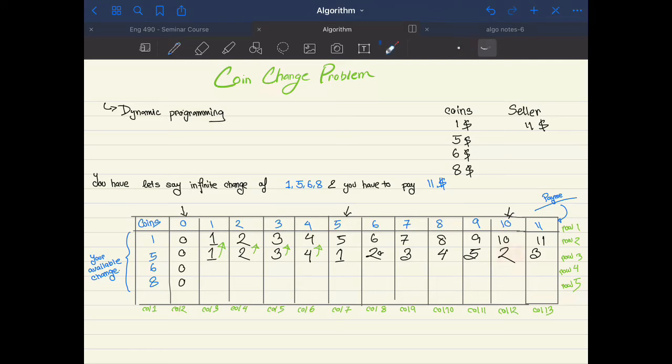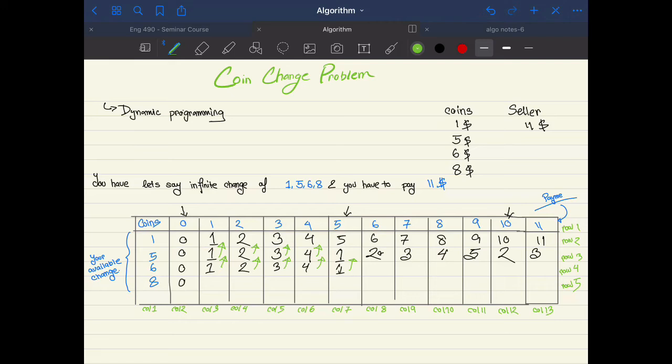So for the next row, row 4, we have $1 coin, $5 coin, and $6 coin, right? So similarly we would be putting 1, 2, 3, 4, and 5, because we cannot give him a $6 coin to fill these boxes, right, fill his needs. So we'll be putting the values from the above, because they are the best situation that we can work with.